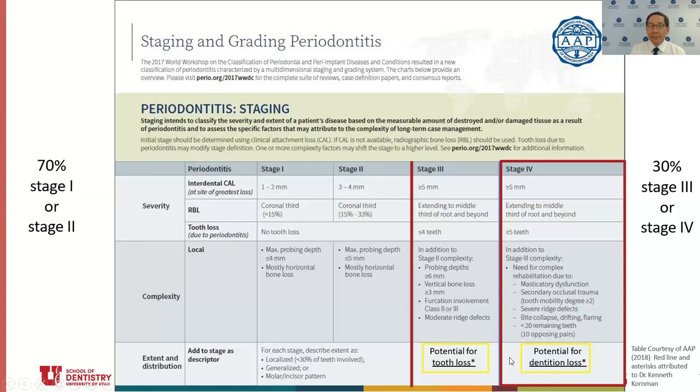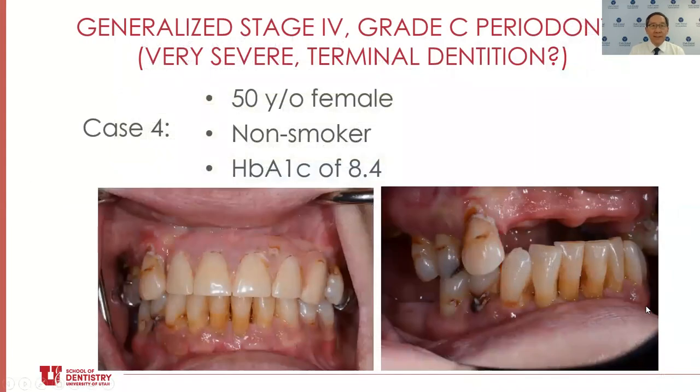So again, the difference between stage 3, severe periodontitis, where you might lose a tooth, and stage 4, where you may lose the entire dentition once it gets to this severity. So here's an example of a 50-year-old female. She's a non-smoker, but her HbA1c is 8.4. Certainly not a well-controlled diabetic patient. You can see the numerous missing teeth here.